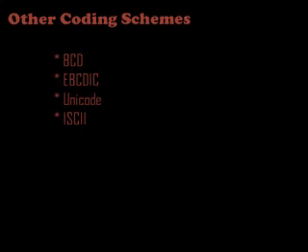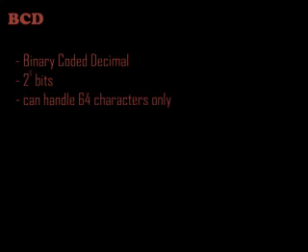Like the ASCII coding system, some other coding systems are also there. They are BCD, EBCDIC, Unicode and ISCII. First, BCD. BCD full form is Binary Coded Decimal. This system is not available nowadays. This can handle 2 power 6 bits, that means 64 characters only.